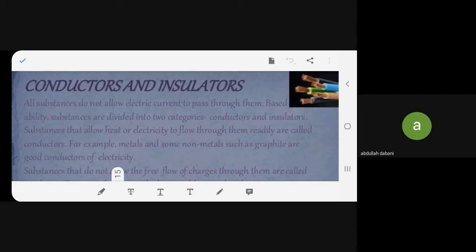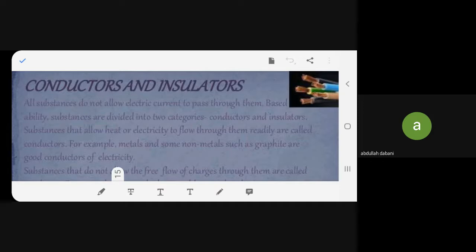In the earlier slide, conductor meant that the electricity should pass through, isn't it? That is conductor. In this slide, what did we learn? Heat and electricity pass through. You understand what I'm trying to say? So from each slide, we are getting something new to the definition. So what have we learned in this slide?